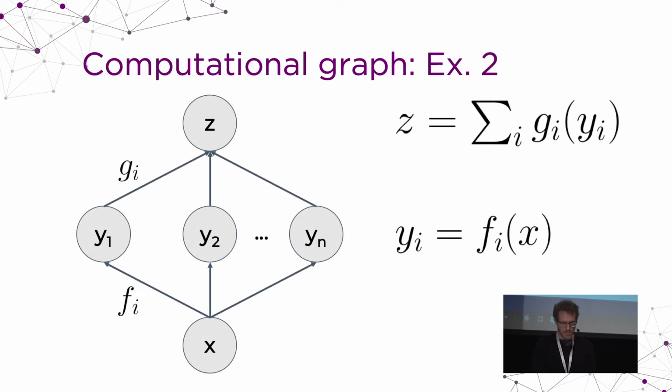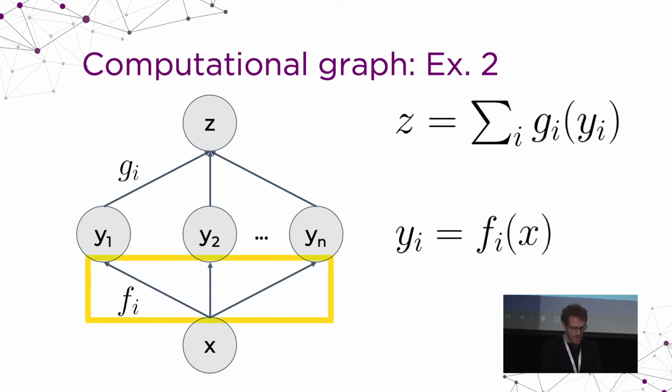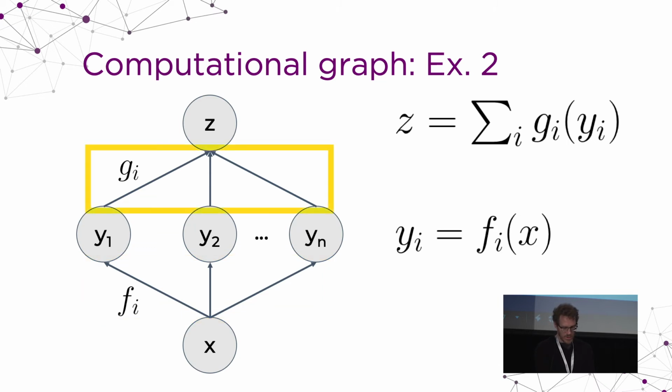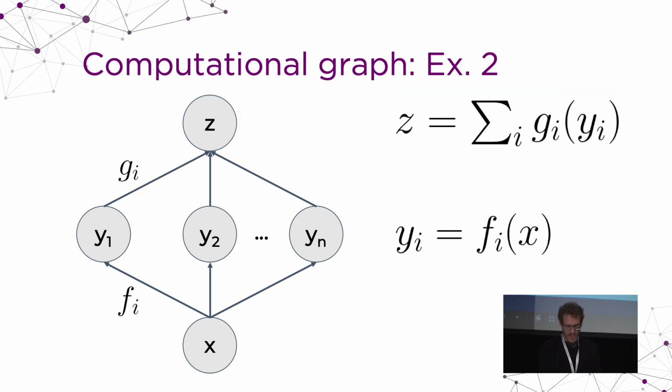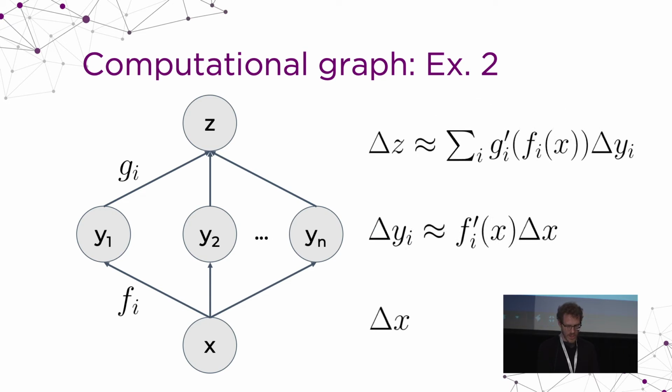So let's see another computational graph, a little bit more complex. Here I will have one function associated to one node, so f1 for y1, f2 for y2, etc. And then I would have one function gi for one node, and here the results will all be combined to give the value of z. So I'm summing over the gi. How can I compute how z will change if I modify the input?